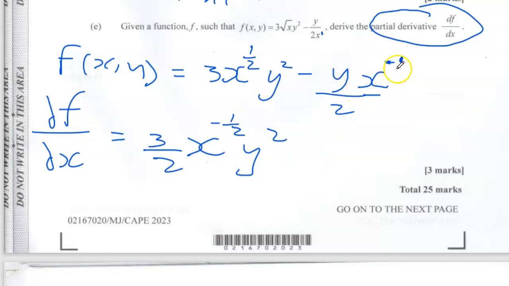Next term, same thing. Multiply the term by the x power. The x power is negative 1. Multiply negative 1 times negative, that's positive y. Alright, so I will subtract 1 from the x power. So minus 1, that's minus 2. So notice in both instances, all we did was multiply the term by the x power and subtract 1 from the x power. Since it's a partial derivative, we treat the y as a constant.